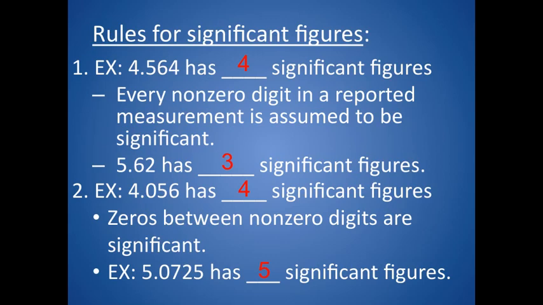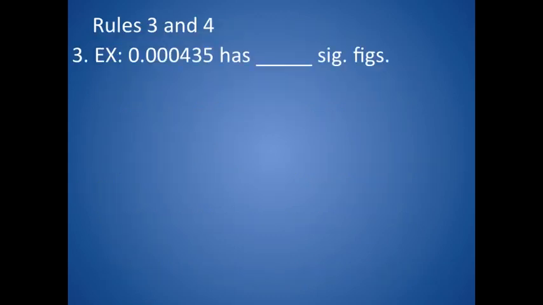Moving on, rule number 3. These next 2 are a little bit more challenging. Alright, so we have a small number here. 0.000435 has blank significant figures. In this case, it has 3. You might have guessed 6, but in this case, it's 3.